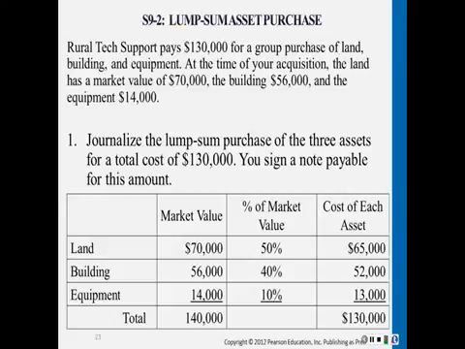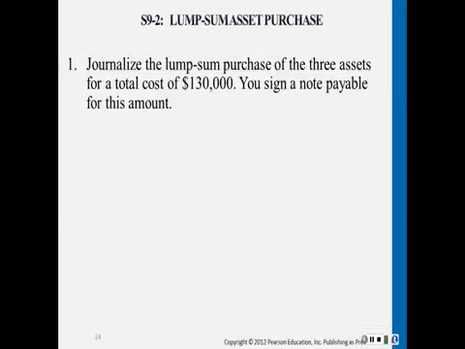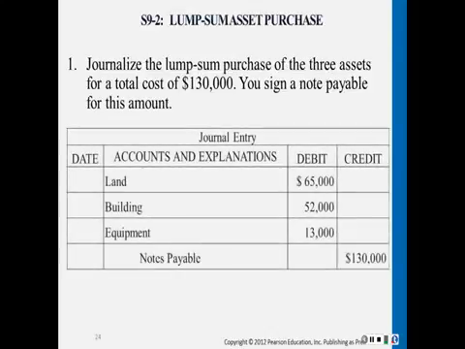Rural Tech Support pays $130,000 for a group purchase of land, building, and equipment. At the time of acquisition, the land has a market value of $70,000, the building $56,000, and the equipment $14,000. Journalize the lump sum purchase of the three assets for a total cost of $130,000. You sign a note payable for this amount. Land, $65,000, building, $52,000, equipment, $13,000, and notes payable, $130,000.